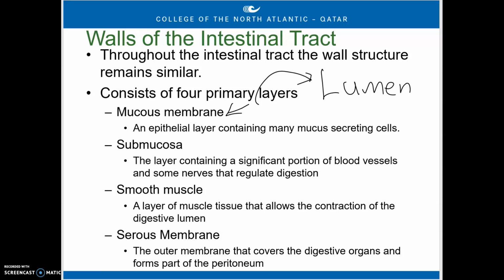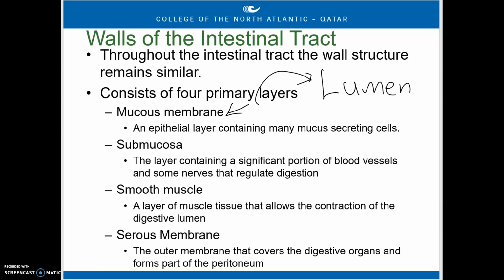Now, right behind that mucous membrane, we're going to have a submucosa. This layer is going to have a lot of blood vessels, which is going to help in our absorption. It's also going to help bring oxygen to the cells there so they can carry out their functions. There's also going to be some nerves in that layer that help regulate digestion.